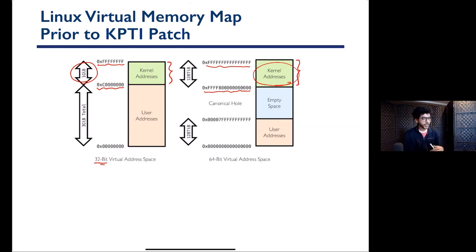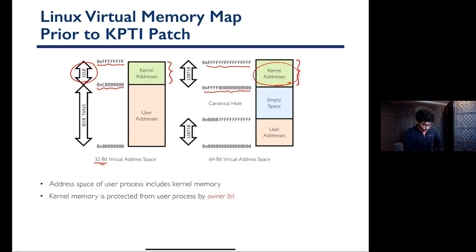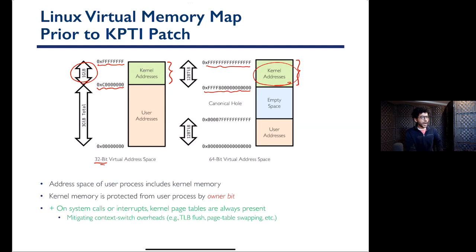because it's kernel space. Now you might ask, why do I need to map the kernel into processes? The reason is on system calls or on interrupt handlers, we're going to go and execute kernel code.